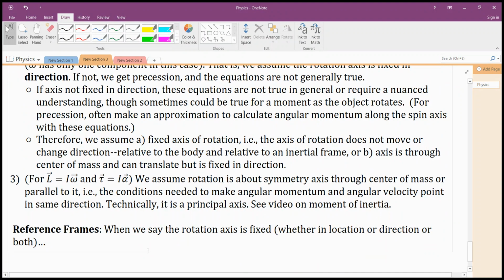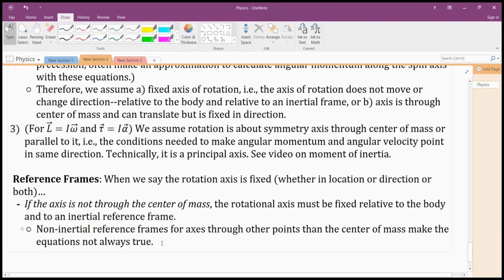As I've already stated a couple of times, when we talk about a rotation axis being fixed, we need to consider reference frames. So whether it's fixed in location or direction or both, we need to think about reference frames. So let's clarify that, although I will be repeating myself a bit. Firstly, if the axis is not through the center of mass, the rotational axis must be fixed relative to the body and to an inertial reference frame. The inertial reference frame in which it is fixed must be the frame in which you are calculating the angular momentum or the torque. Non-inertial reference frames for axes through points that are not through the center of mass make the equations not always true. They won't always be true in such cases.